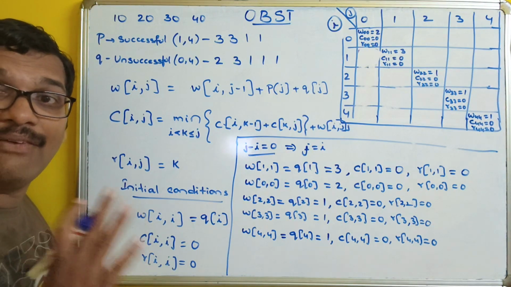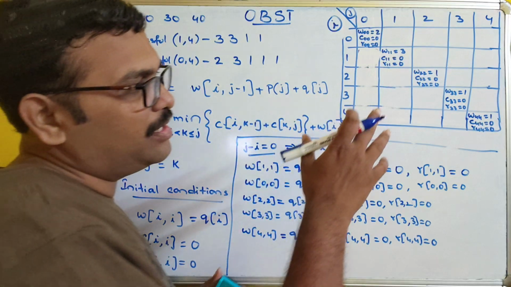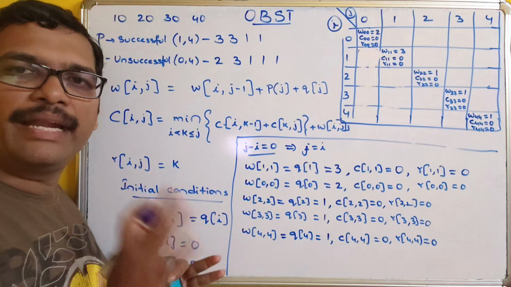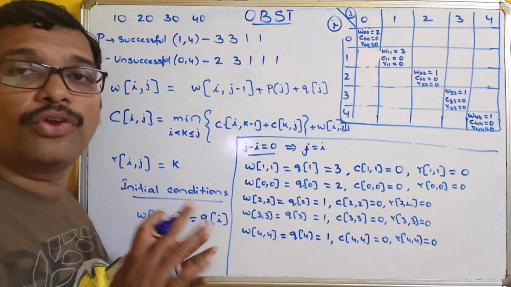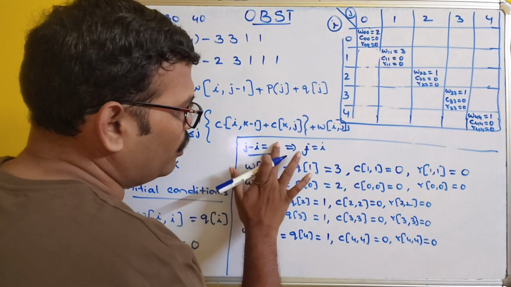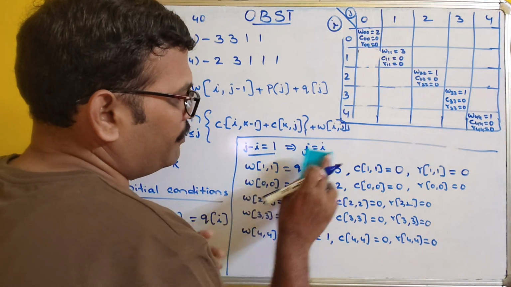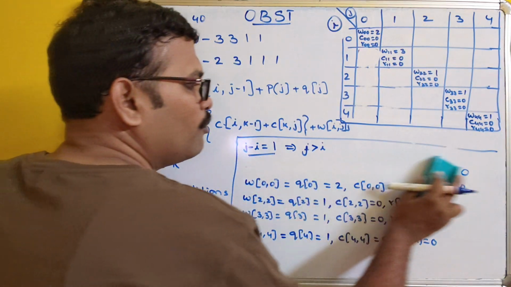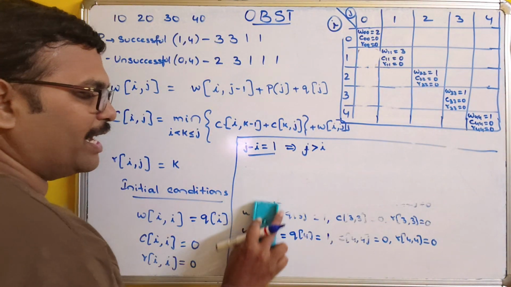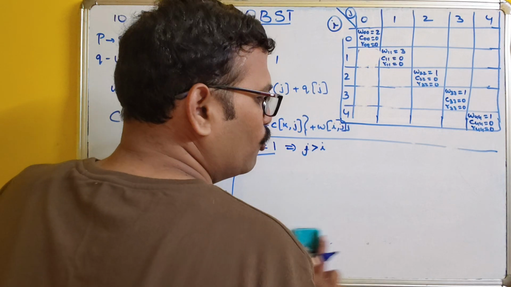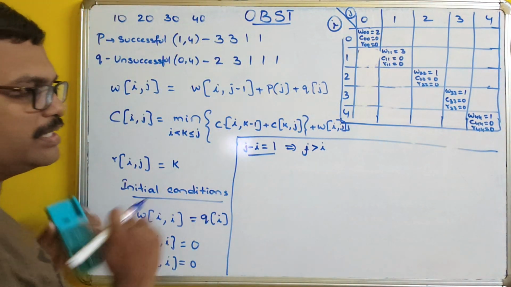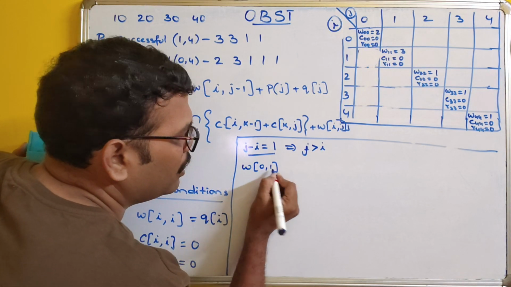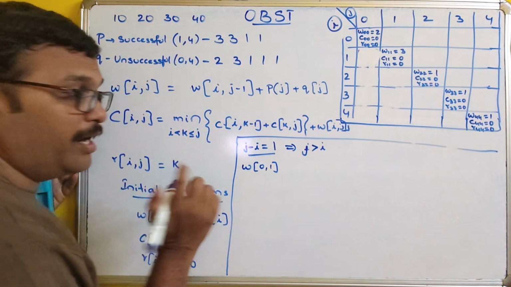Okay. So we have calculated all the roots, the weight and cost for 0 elements of a tree, if the tree is having 0 elements. Now if the tree is having only one element, that is j greater than i, what are the weight, cost and root? Consider the tree is having only one element. So obviously W of 0 comma 1, which is 1 minus 0, is 1, right?